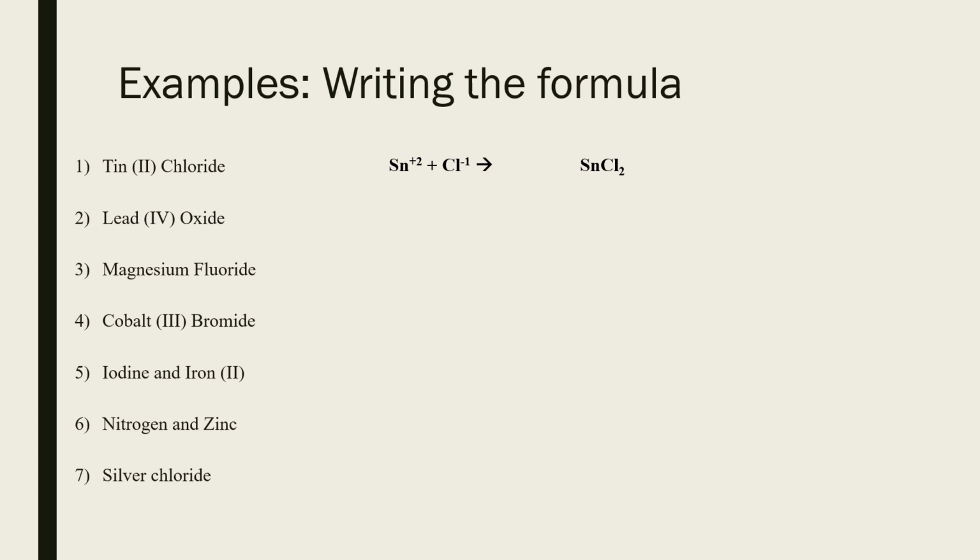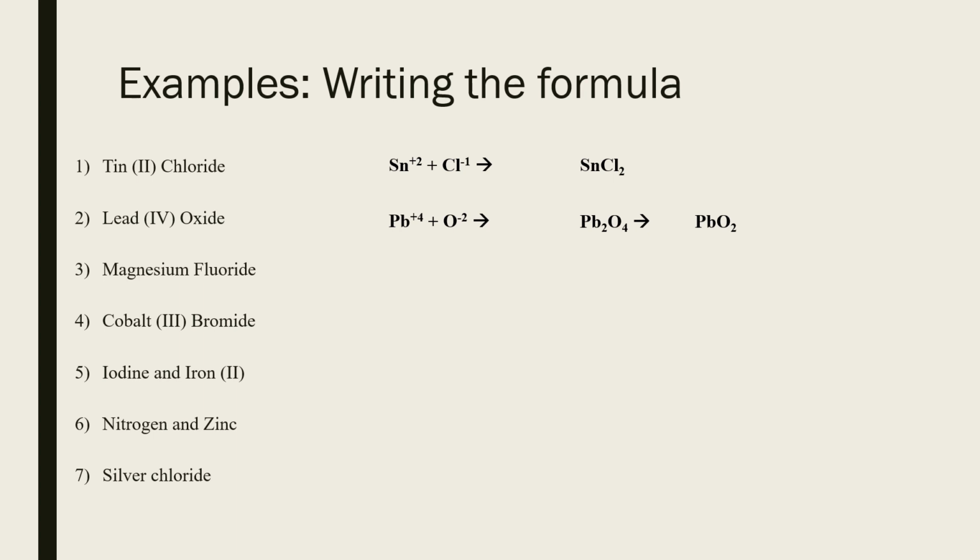In example number 2, we have lead, Roman numeral 4, oxide. So this tells us that the charge on lead is plus 4. The charge on oxygen, or oxide, is still minus 2. Again, if you add these two charges together, they're not 0. So we have to end up dropping and swapping. So I get Pb2O4. Now I'm not done here. Remember yesterday we talked about if you can reduce the subscripts by the same number, you should do so. So in this one, we have PbO2.